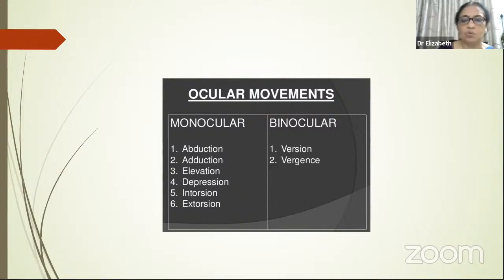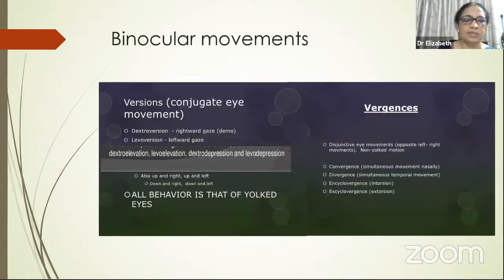And then the binocular movements are version movements and vergence movements. Coming to versions, you have 6 cardinal positions of gaze. They are dextroversion, levoversion, dextro elevation, levo elevation, dextro depression, and levo depression. These cardinal positions are brought about by the actions of the yoke muscles. The vergence movements are eye movements in which both eyes move in opposite directions. They are convergence, divergence, and then excyclovergence and incyclovergence.